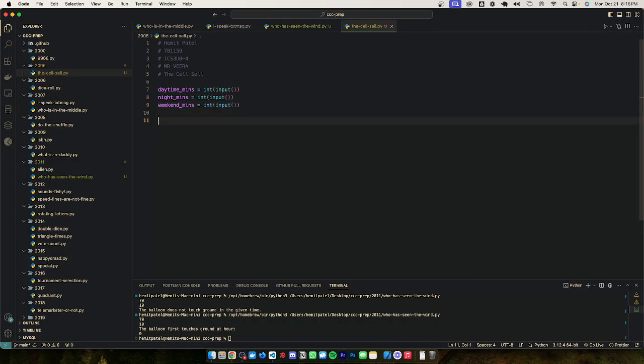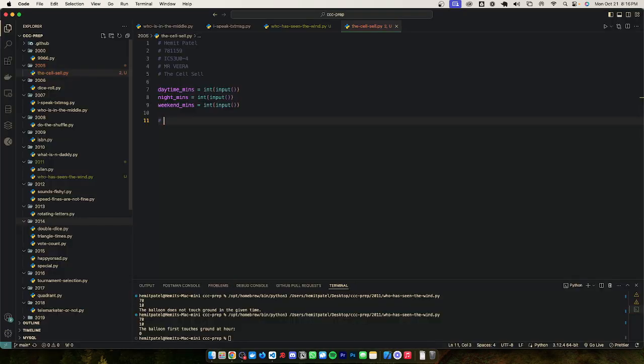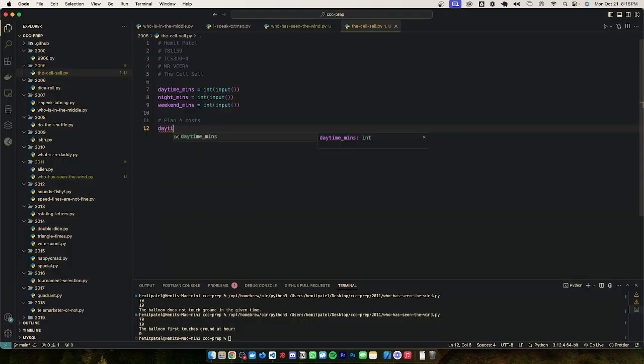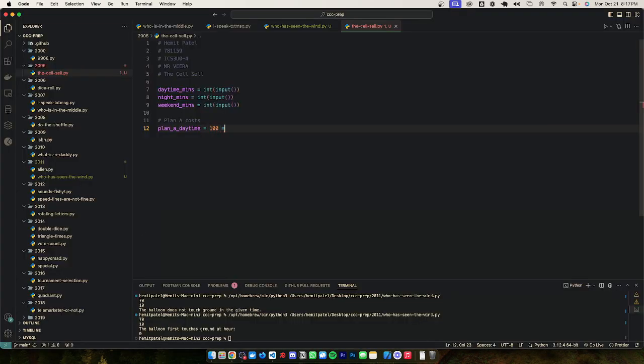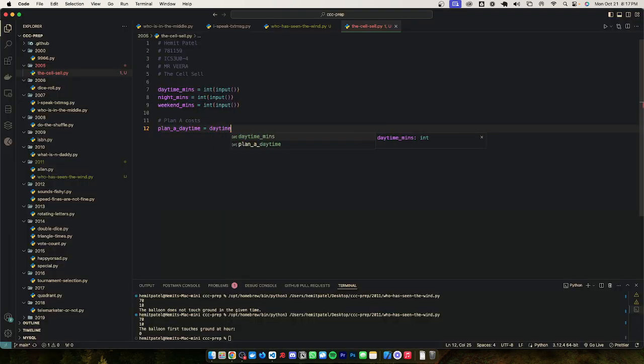And now we compute the cost for each of these. So you get 100 free minutes. So for plan A, so this is plan A costs. So you get 100 minutes on daytime. So daytime underscore plan underscore A underscore daytime. And so you get 100 free minutes. So we can subtract that from the daytime minutes. So daytime minutes minus 100 minutes.